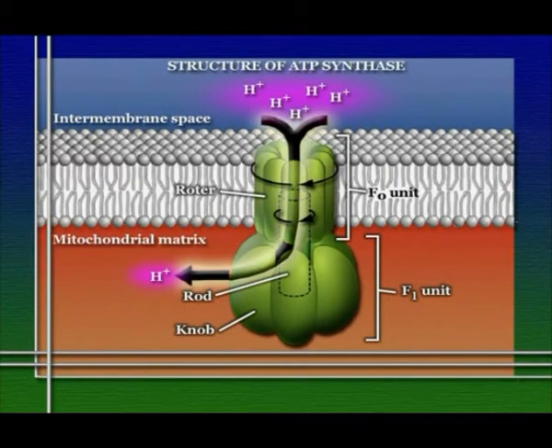It appears that what happens is that the movement of the hydrogen ions causes these structures physically to rotate around. And what is thought to happen is that the rotational energy of this protein complex actually catalyzes the high energy bond that's formed between an inorganic phosphate and a molecule of ADP to produce a molecule of ATP.